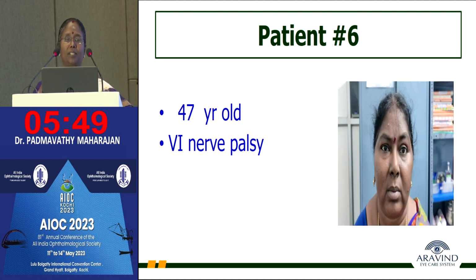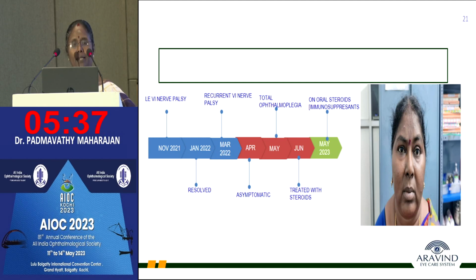My last patient, this is one interesting case which was reviewed. She was a 47-year-old. She had recurrent 6th nerve palsy. If I show you the timeline, she presented to me in 2021 with 6th nerve palsy. I had imaged because she was young, and it was within normal limits. In January she had resolved. In March 2022, she had a recurrent 6th nerve palsy. I again started her on steroids. She was asymptomatic. She was lost to follow up with me in April.